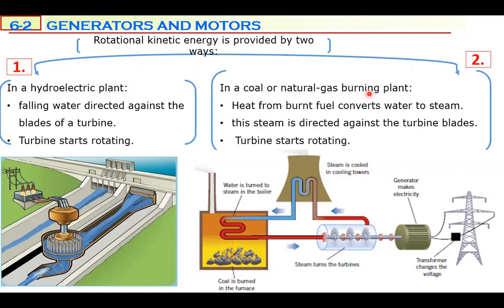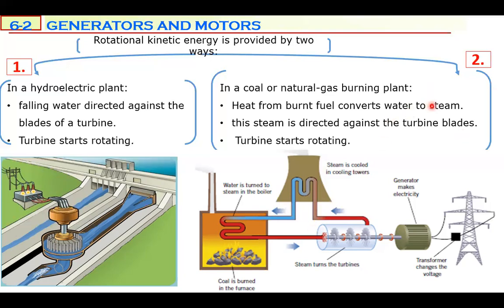coal or natural gas burning plants. So here we are going to use water again, but not river water. We are going to use some water, but we will heat that water. So coal is burned in the furnaces. We are going to heat the coal, or the natural gas, and we will heat the water. This heated water will be converted to steam.